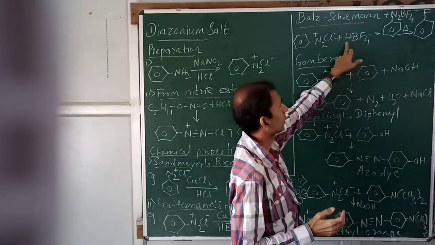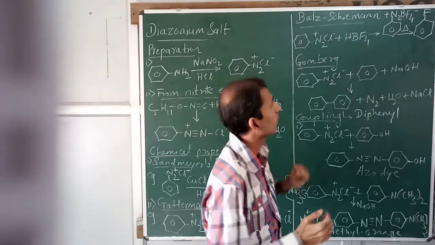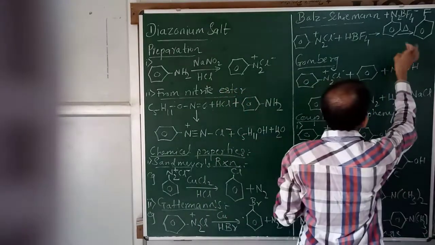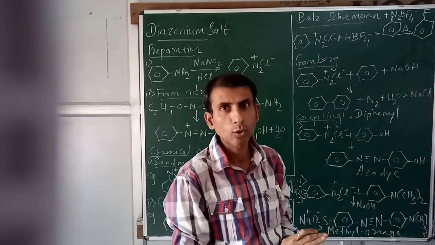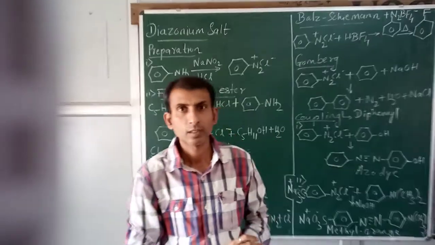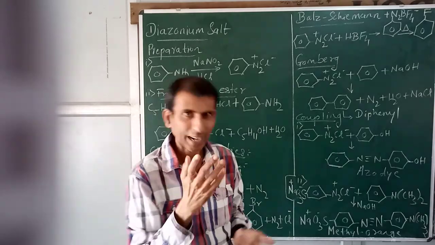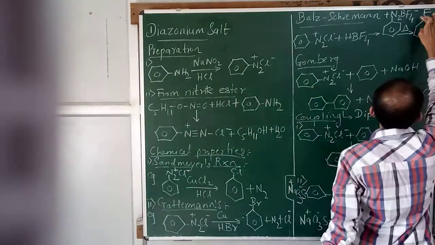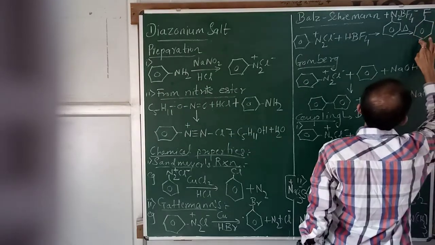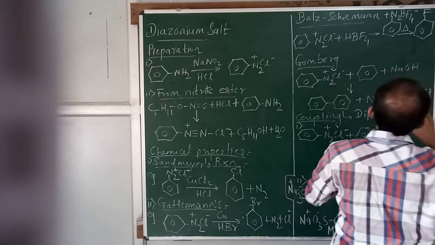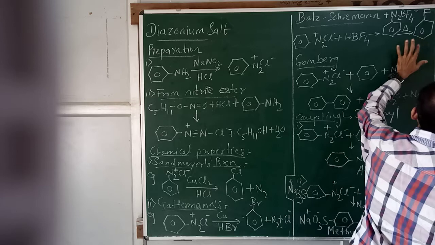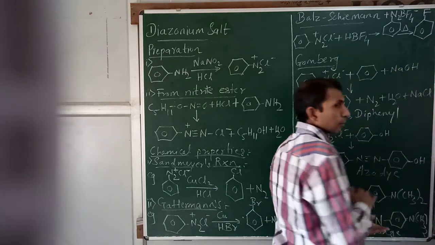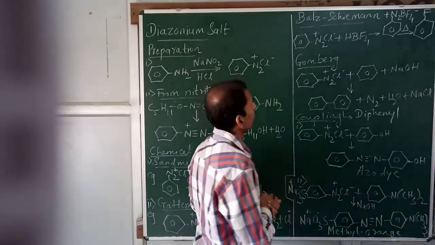Fluoroboric acid. Okay, so you get an intermediate which is a salt, and any intermediate will undergo decomposition in presence of heat or water. You can hydrolyze also, and you get fluorobenzene with the elimination of N2, nitrogen gas, and BF3 as a byproduct.